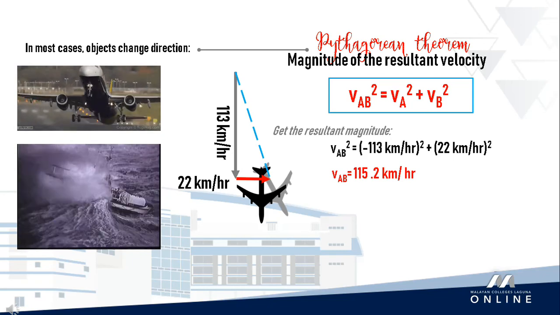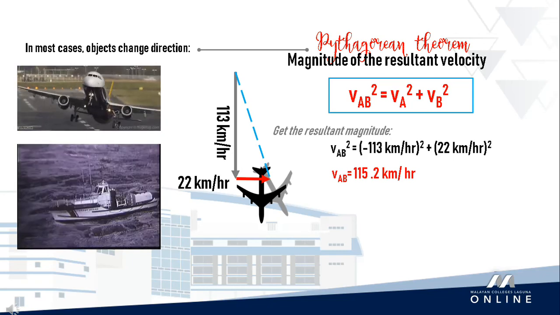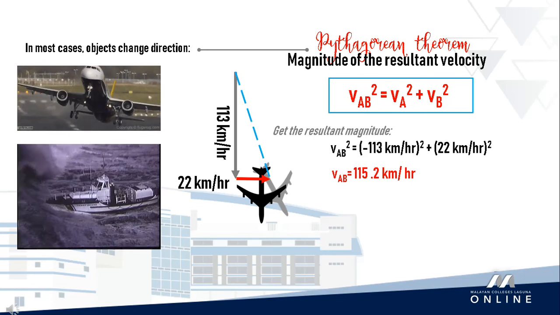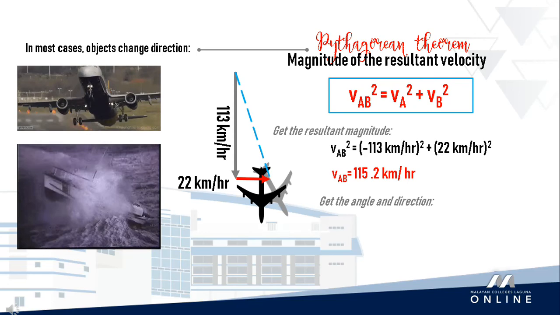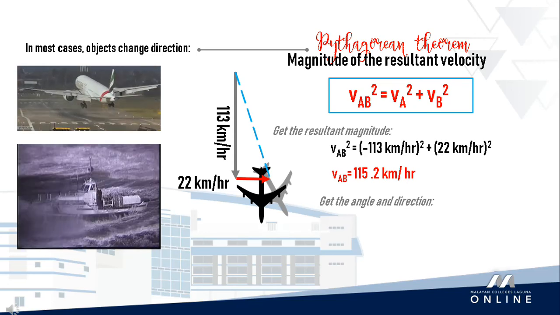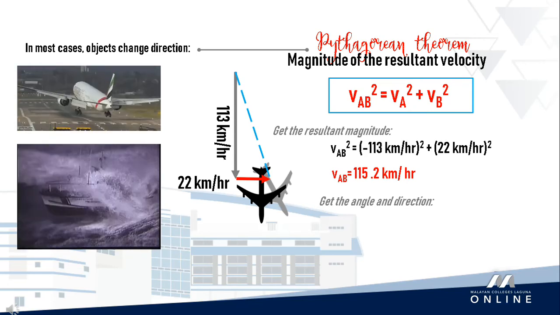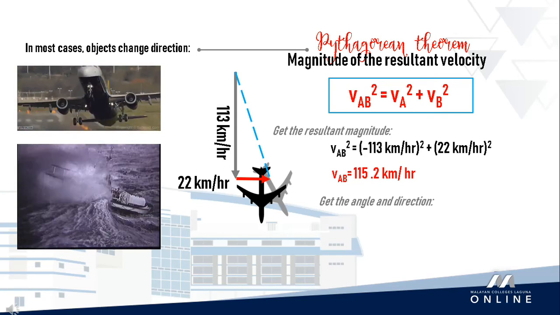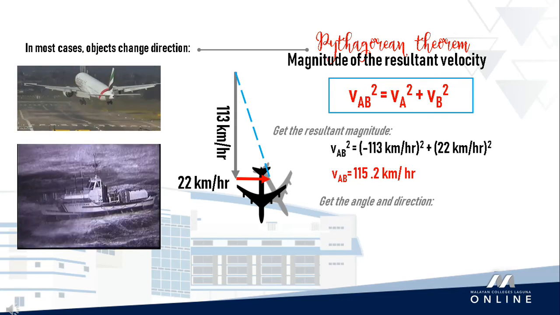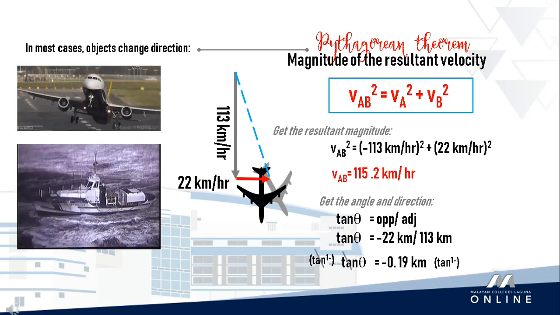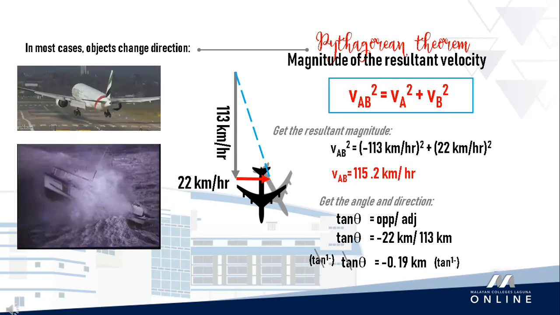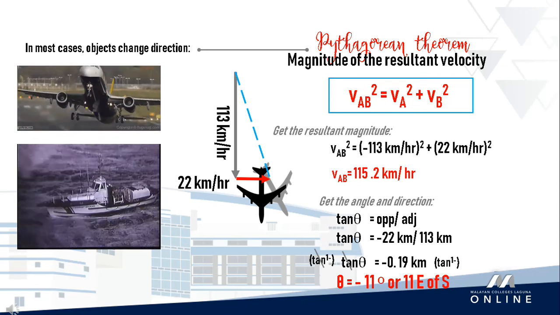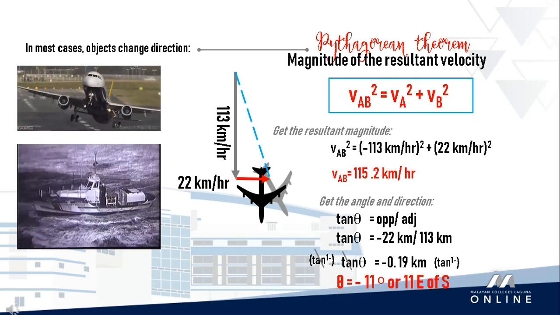You will notice that our first vector is negative simply because it travels in the south direction. We might be interested as well to calculate the angle and direction of our computed relative velocity, which we can get using the tangent function. Let us substitute the values and we get 0.19. We then cancel tangent by applying arctangent to both sides of the equation, which gives us negative 11 degrees, or 11 degrees east of south.